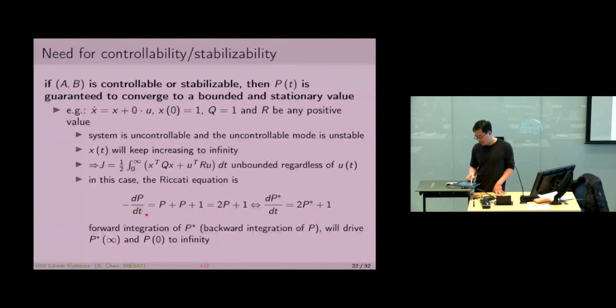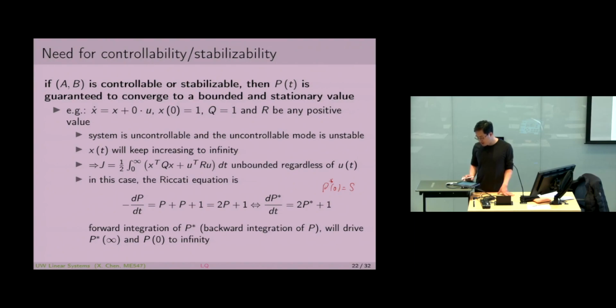So that's why this Riccati equation reduces to negative P dot equals 2P plus 1. Or if we use the change of variables, it's saying that dP star equals 2P star plus 1, and we have some initial value for P star, which equals S at the initial time. You can see here, no matter what S is, if we do forward integration, P star is going to go to infinity. That means if we integrate P backwards in time, P0 will become infinity. So the P in the Riccati equation doesn't converge to a bounded and stationary value. That's a counterexample, demonstrating the need for controllability and stabilizability.